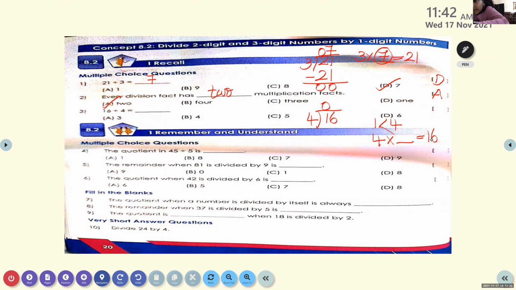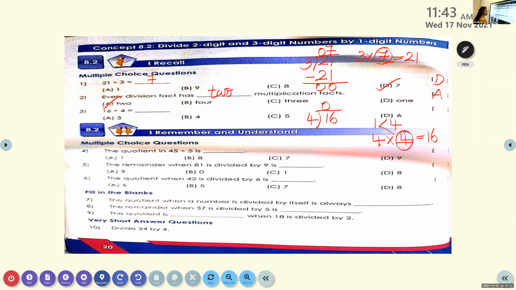Say the table of 4, dear. 4 ones are 4. 4 twos are 8. 4 threes are 12. 4 fours are 16. So 4 into 4 is 16.